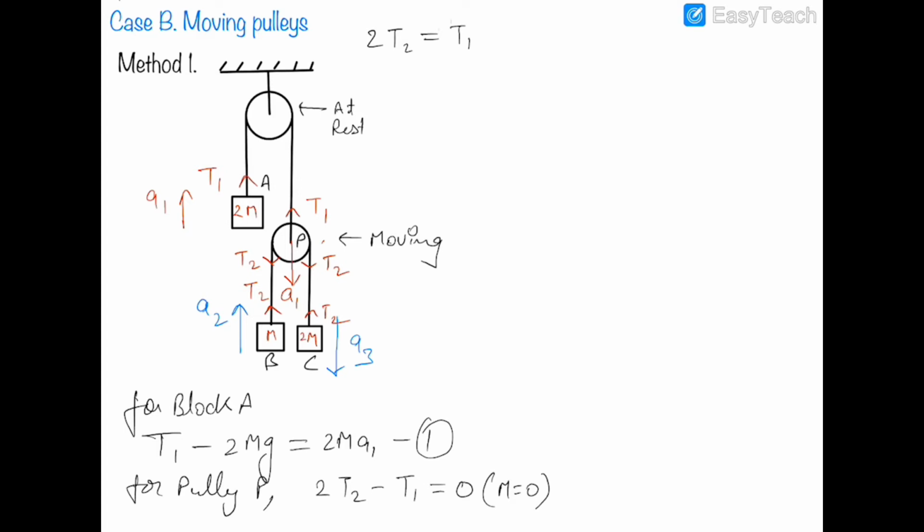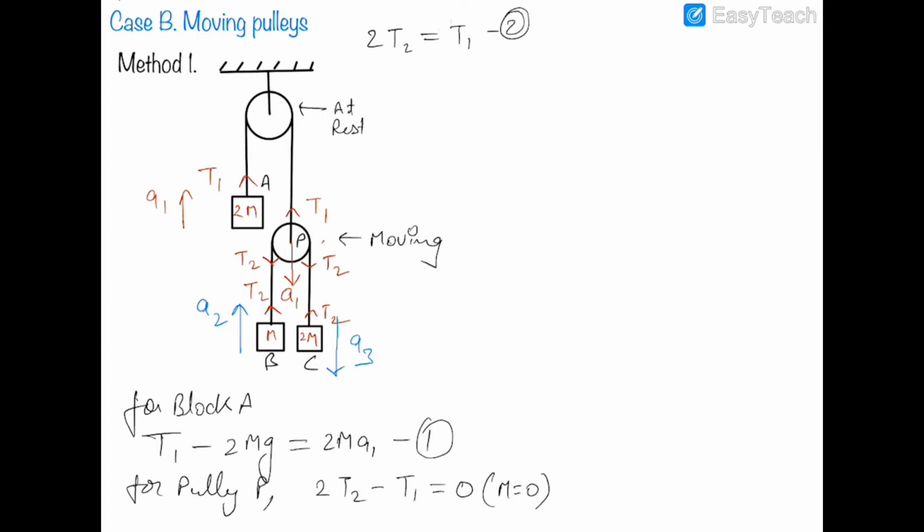I'll be equating the tensions on the upper side and the downside of a moving pulley directly, if it is massless. So I can say that for a massless moving pulley, the tensions acting in the upward direction and the tensions acting in the downward direction are equal to each other. Okay, now this is equation number 2.